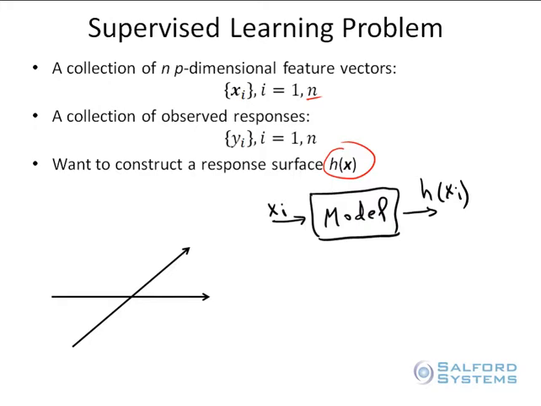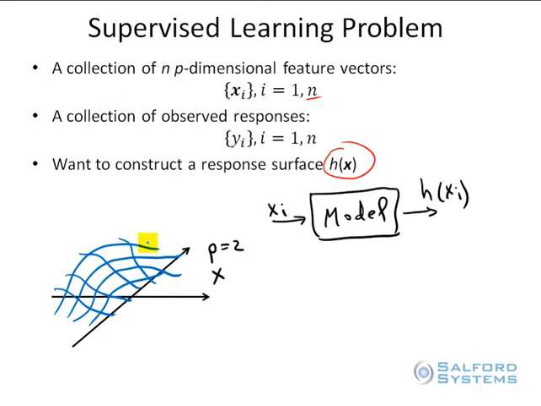Another way to think about it is that, suppose in this case we have a two-dimensional vector of features, so you have two different measurements that comprise vector x. So this x space can be represented as a hyperplane. And what we're trying to do is construct some kind of response surface that looks like this. So for every available value of feature vector x, we can produce some kind of response surface value h of x. So that's the supervised learning problem in a nutshell.